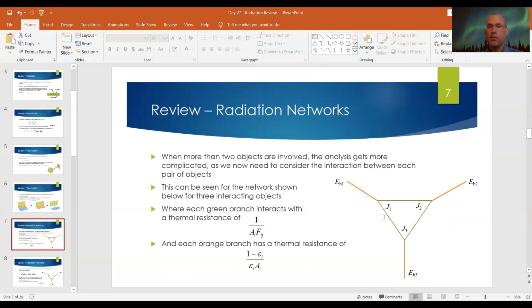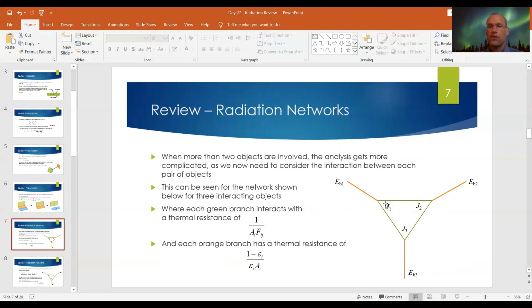So J, remember, is my total energy being emitted from the surface. At this E_b, my black body, not necessarily all of that is being emitted because I have an emissivity that may not be equal to 1. Since my emissivity is not equal to 1, there's going to be some resistance. Each of these orange lines has a thermal resistance associated with the energy actually being able to leave the surface through this absorptivity or emissivity factor. So (1 minus epsilon) over (epsilon A) is the resistance to essentially leave the surface or to get to the surface.